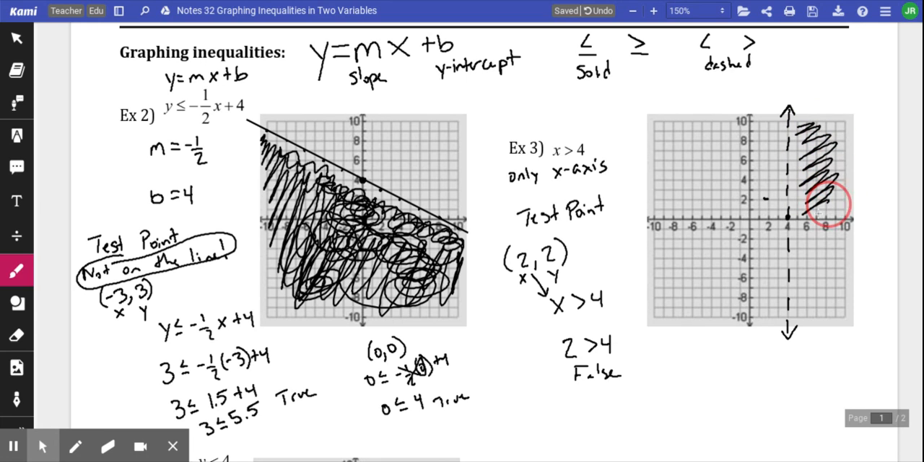So if that point was not a solution, it means nothing on that side of your boundary line is going to be a solution, which means that everything on the other side of the boundary line is going to be a solution.